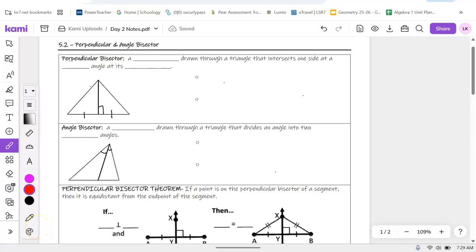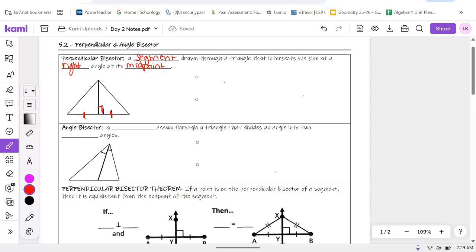Okay, this is 5.2 perpendicular angle bisector notes, day 1. A perpendicular bisector is a segment drawn through a triangle that intersects one side at a right angle at its midpoint. So that tells us that it's a right angle, and each segment on that is congruent.